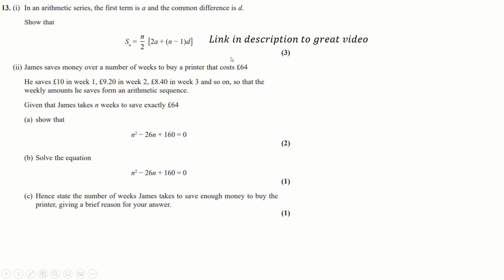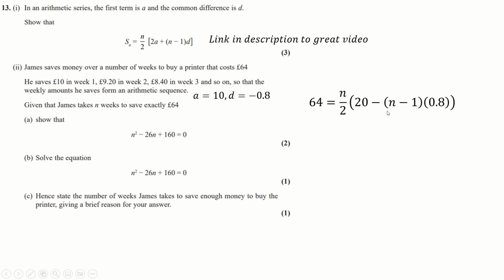Next, we'll have this guy saving up for a printer of £64. He saves £10 in week 1, £9.20 in week 2, £8.40 in week 3. So this is an arithmetic series going down by 80 pence every time. So the first term is 10, so we'll say a is 10, and the difference is minus 80 pence, or minus 0.8, I guess, if I'm writing in pounds. So, okay, well, we can just use this formula then. So we know the sum that he needs to get to is 64. We know a, we know d. We don't know n, but that's what we'll solve.